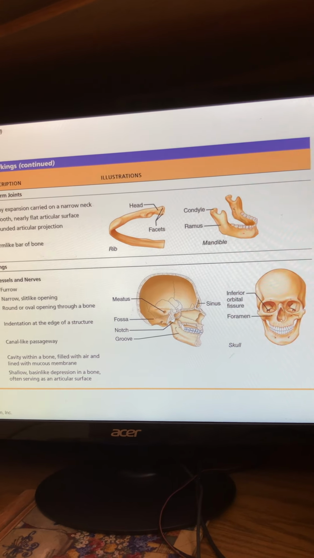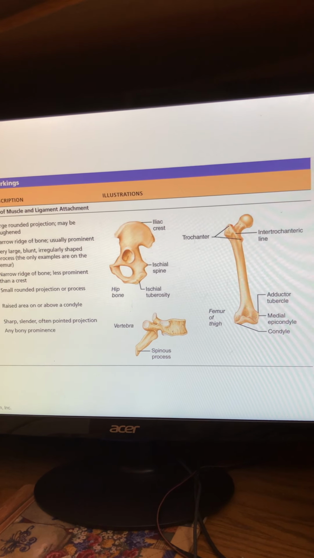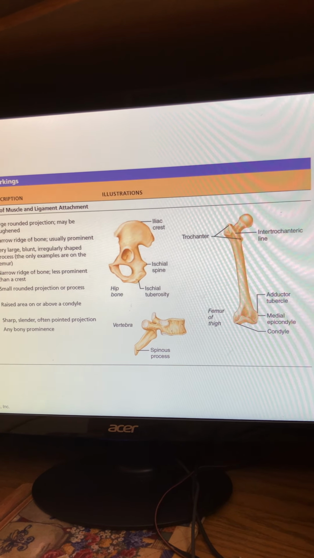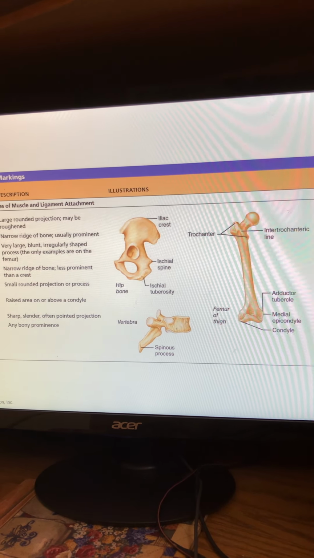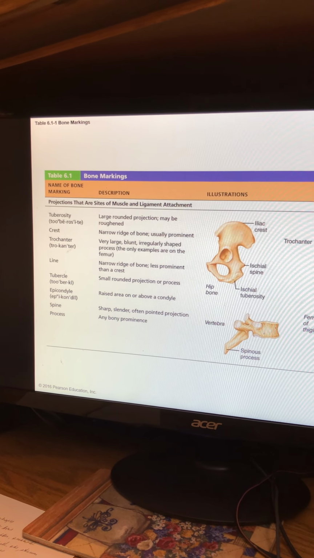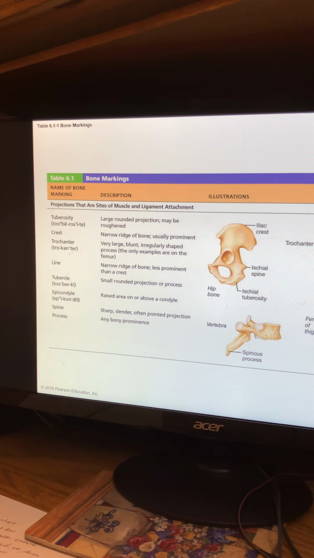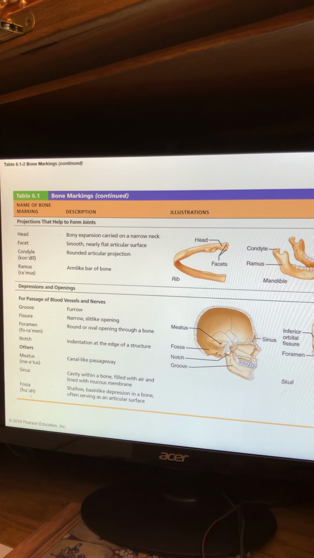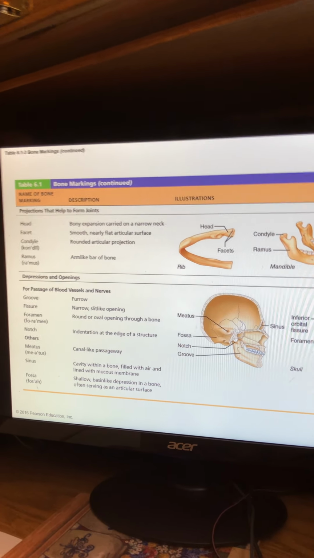So these are all of the bone markings that would essentially be an elevation. That would be a site where a muscle or a ligament might attach to a bone, but it was a bump on a bone. It is something that is elevated. The next group is going to be depressions and openings.